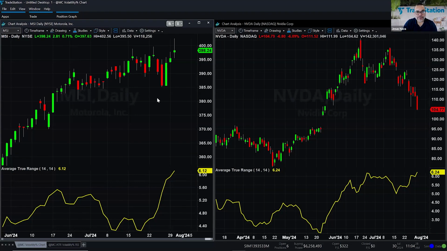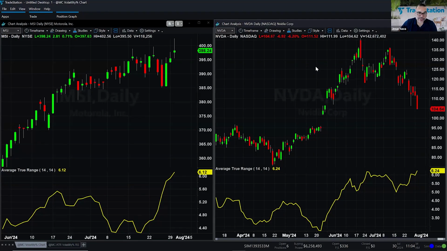On the left-hand side, we have Motorola. And on the right-hand side, we have NVIDIA. These are stocks that are not cheap. Motorola is $398 per share at the moment, and NVIDIA is $105 per share. But in terms of movement, when you measure how these securities are moving historically, they're very similar.